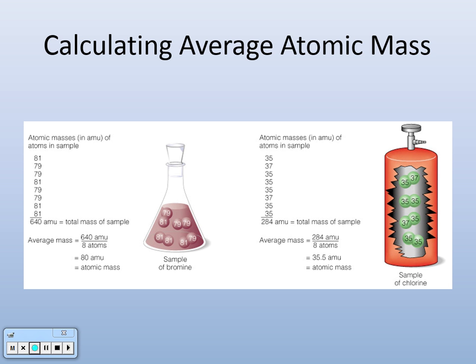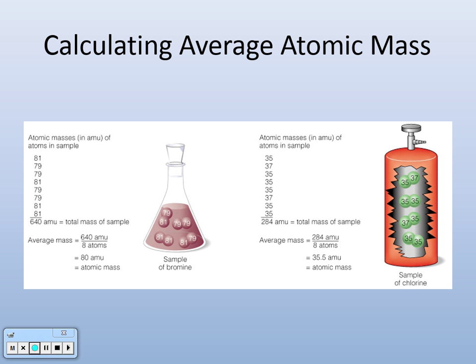Are there any atoms that are actually bromine 80? No, none of them are. But the average is 80. You got half 81 and half 79. We can't separate the 79s from the 81s. They're all mixed together. So when we're talking about a sample of bromine, we use 80 as the mass of that bromine because half of them are 79, half of them are 81. The average is in the middle. Okay? Good with that.